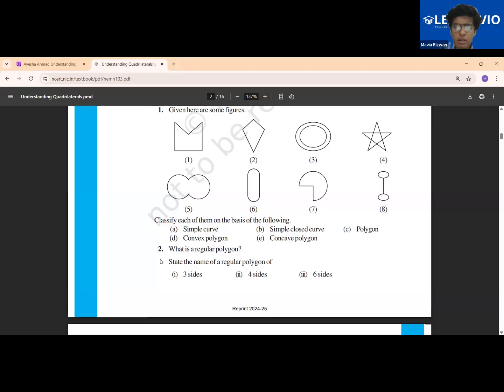What is a regular polygon? State the name of a regular polygon of 3 sides, 4 sides, and 6 sides. Yes, Aisha, tell me. I didn't understand. Aisha, I told you what are regular polygons, right? Tell me please, what is a regular polygon of three sides. Regular polygon, I repeat, regular. Equilateral triangle, four sides square, and six sides regular hexagon. Very good.